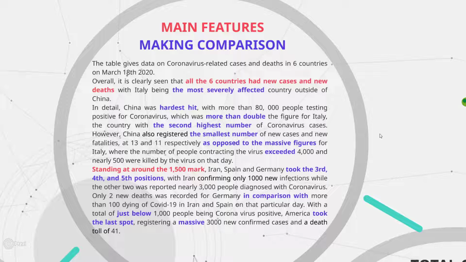For the overview, I start with overall. It is clearly seen that, and you see I have chosen to put in the similarities and the differences in this overview. The similarity is all the 6 countries had new cases and new deaths, with Italy being the most severely affected country outside of China.